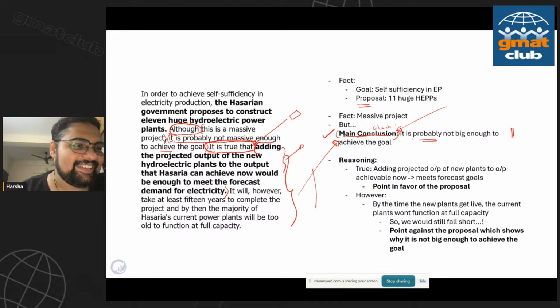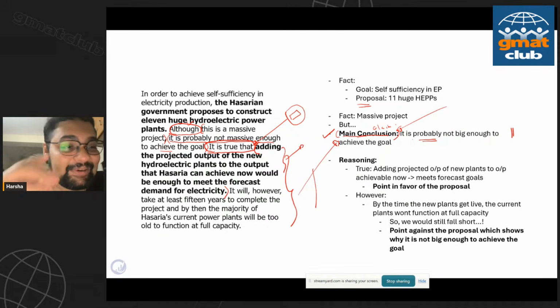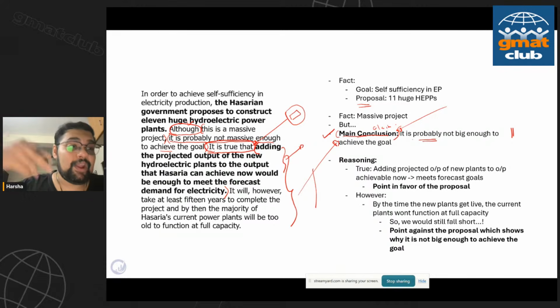It is true that. So I don't know, it looks like some of you did not pay attention to this. CR does pay rewards if you pay attention to this. You have to read carefully, systematically. So it is true that adding the projected output of the new hydroelectric plants to the output that Harshavardhan can achieve now would be enough to meet the forecast demand for electricity.